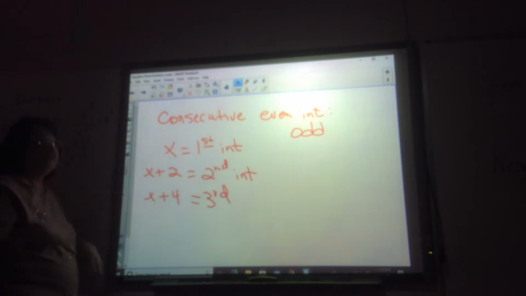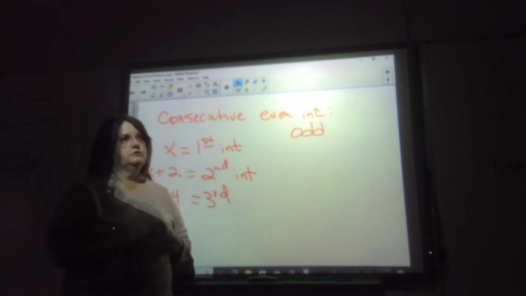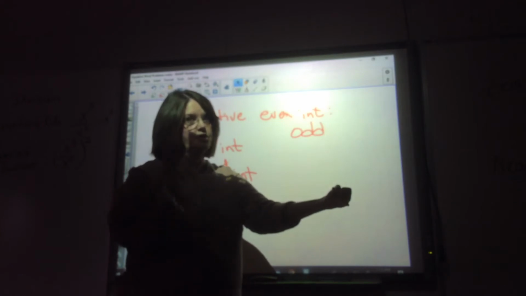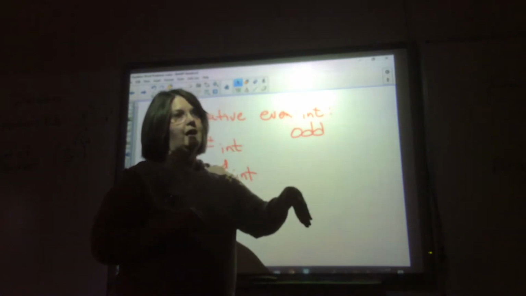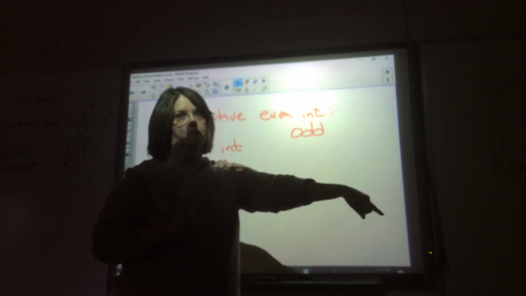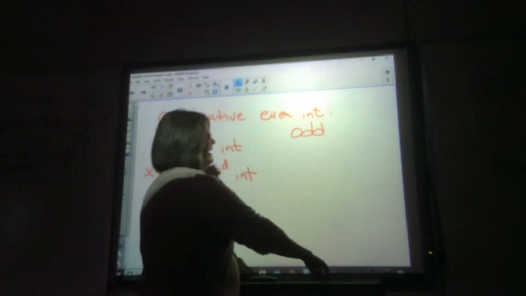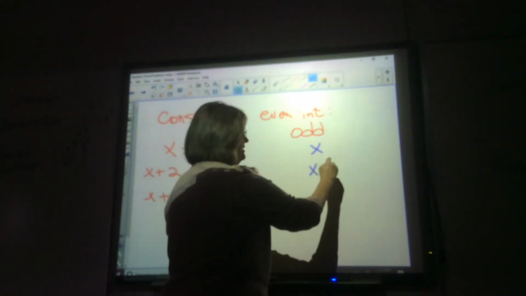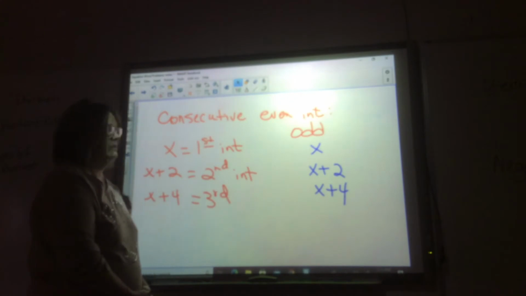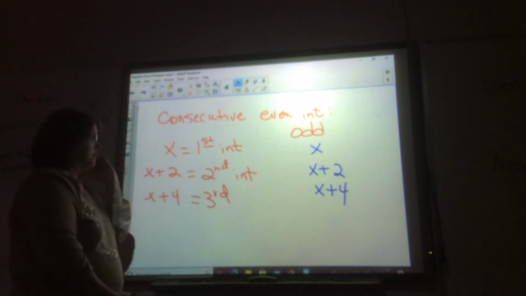Now, odd integers are the same. Students want to go x plus 1, x plus 3, x plus 5 because that's odd, right? But that's not how it's done. If I had 3 and I wanted to get to 5, I don't add 1, I add 2. 3 plus 2 is 5. If I have 5 and I want to get to 7, I add 2. If I have 3 and I want to get to 7, I add 4. So even though it's odd, it is still x plus 2, x plus 4, because they are an even amount apart. They're not an odd amount apart.